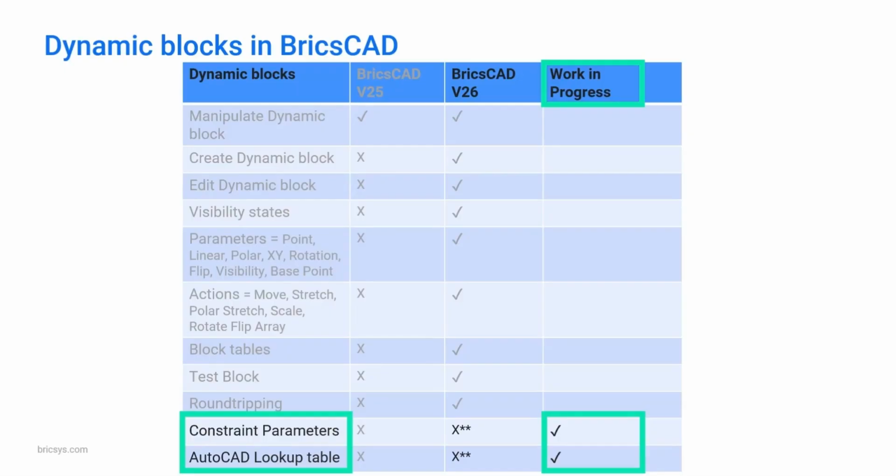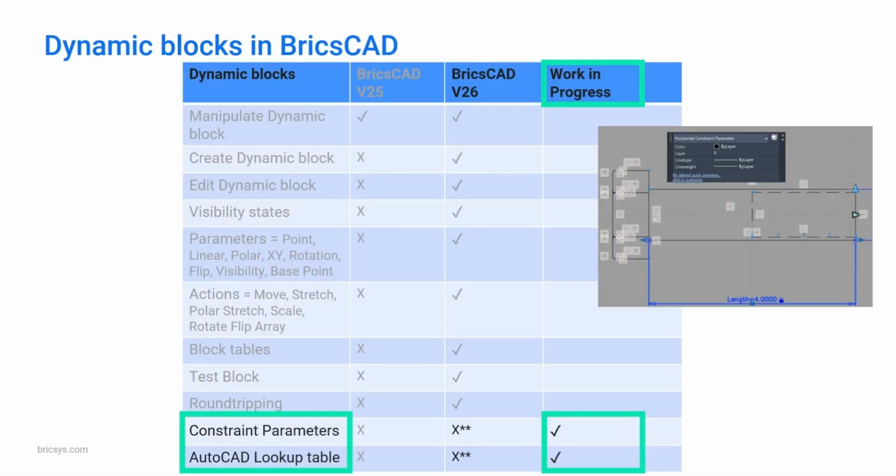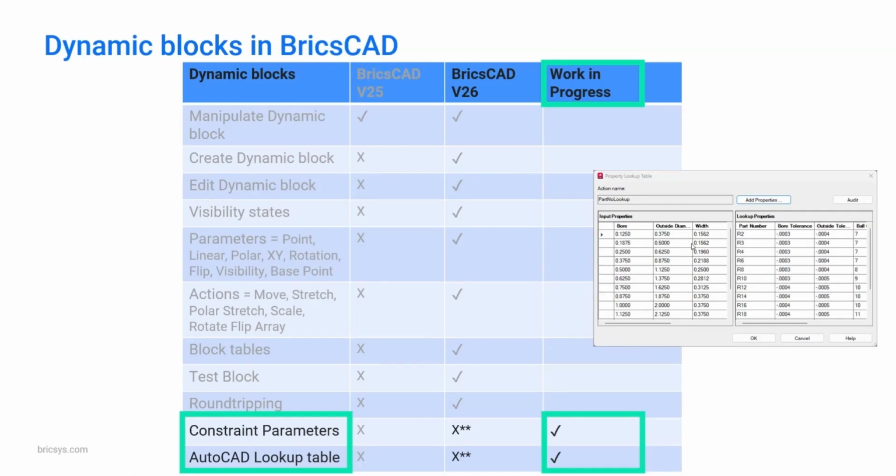First, constraint parameters. They control block behavior by defining relationships or sizes dynamically. If you have existing blocks with constraint parameters, you can manipulate them as in V25, but we don't support editing them in BricsCAD yet. And AutoCAD lookup tables.